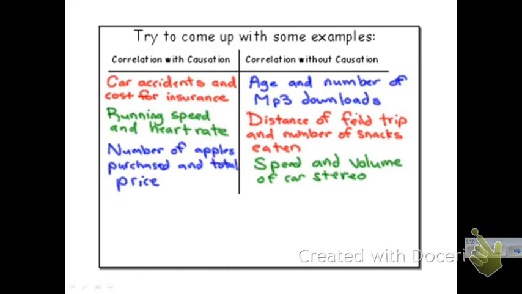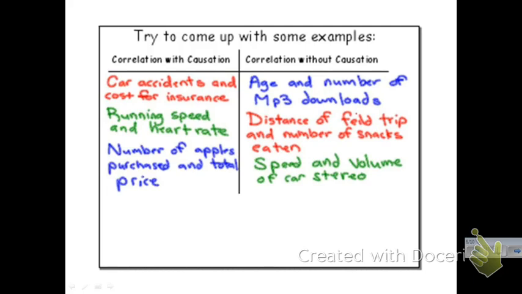So some examples where there might be correlation, but there is no causation. Age and number of MP3 downloads. So the older you are, there might be a correlation. The older you are, the less likely you are to have an MP3 download, but that does not, age does not cause you not to have the downloads.